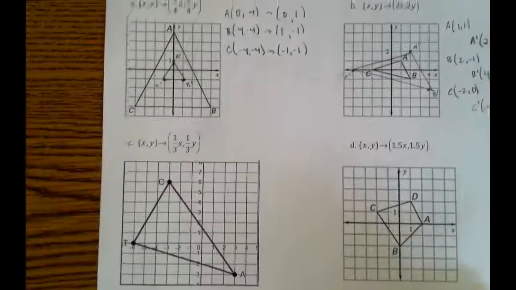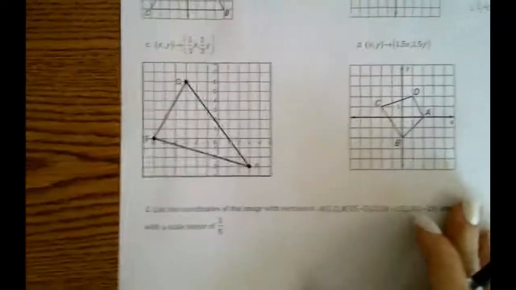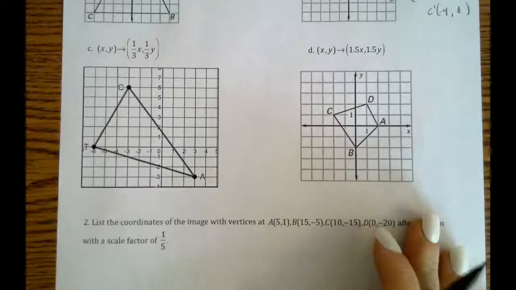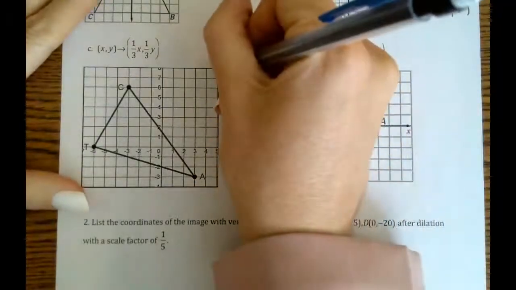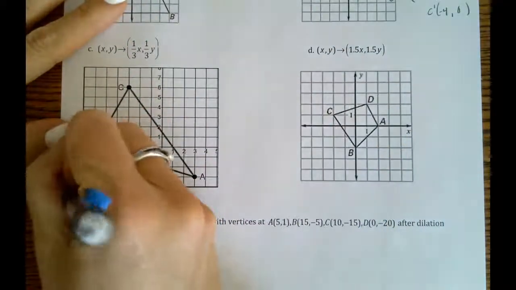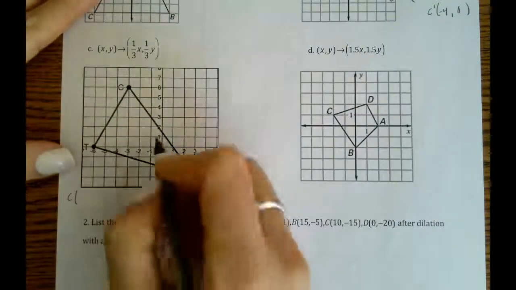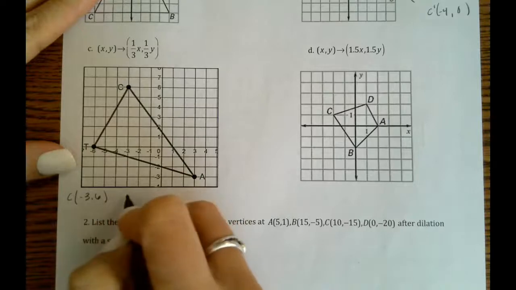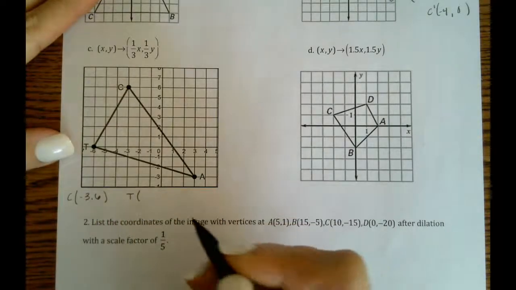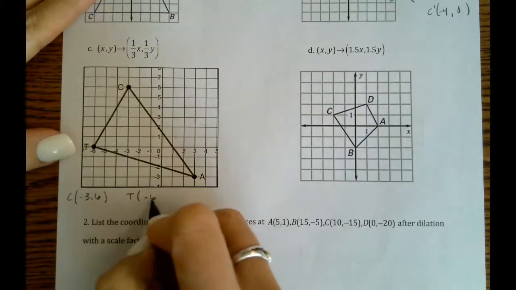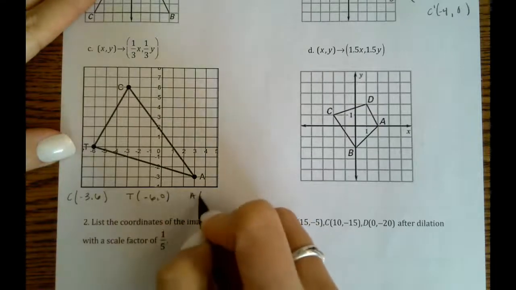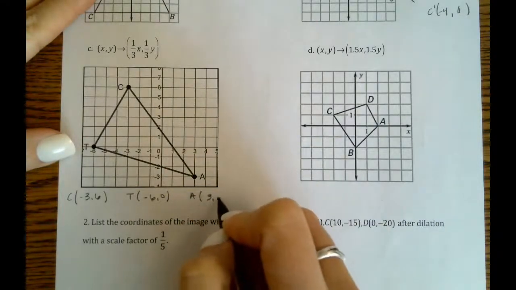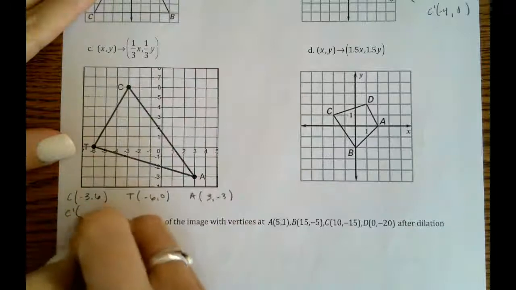Okay, letter C, we're multiplying by 1/3. So here, to multiply by 1/3, we're going to go ahead and write our points down. I'll write them down here. C is at -3, 6. T is at -6, 0. And A is at 3, -3.